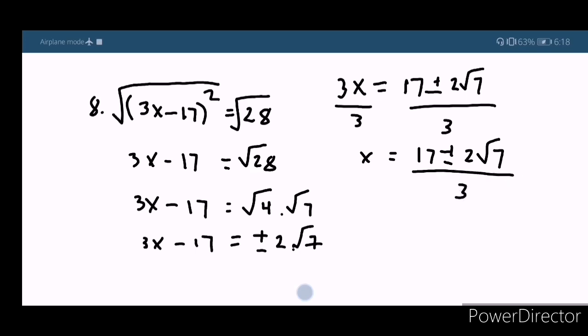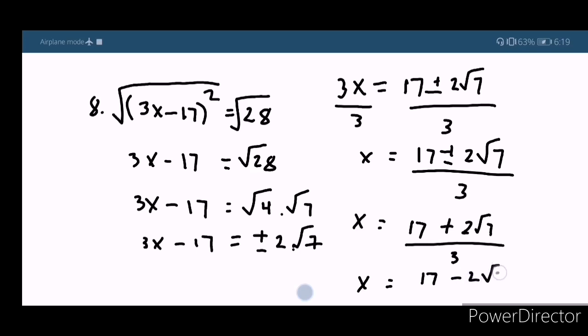Pwede nating split yung solution natin by, so, yung una nating solution ay x equal to 17 plus 2 square root of 7 over 3. Yung pangalawa naman ay x equals 17 minus 2 square root of 7 over 3.